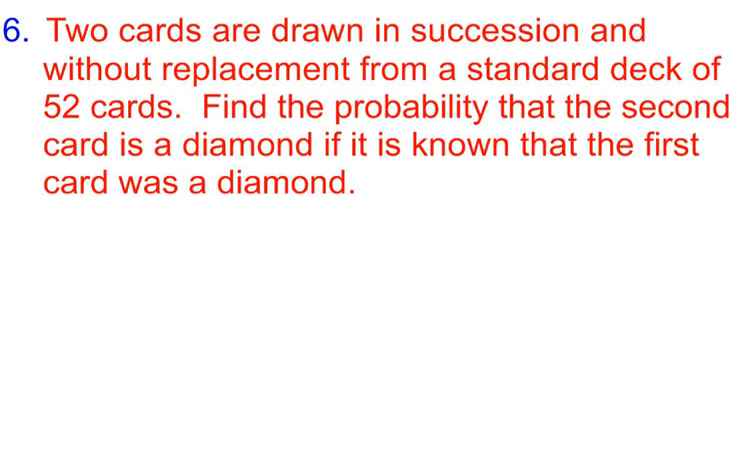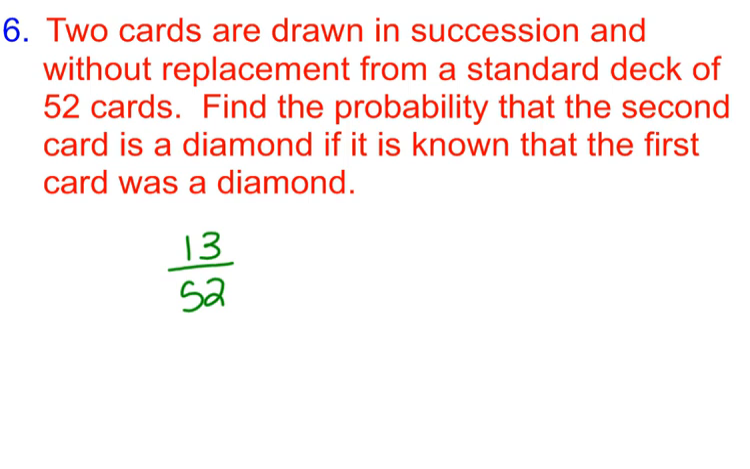The last one. 2 cards are drawn in succession without replacement from a standard deck of 52 cards. Find the probability that the second card is a diamond if it is known that the first card was a diamond. So this kind of goes back to what we learned with our and/or probabilities. If the first card's a diamond, my probability of drawing a diamond is 13 out of 52, right? Because I have 13 of each suit and there's 52 total cards.